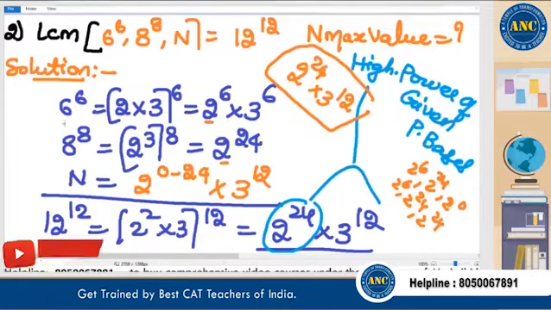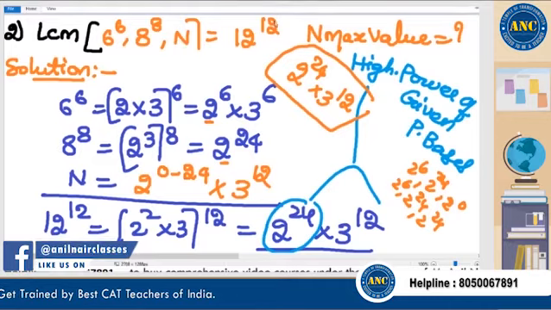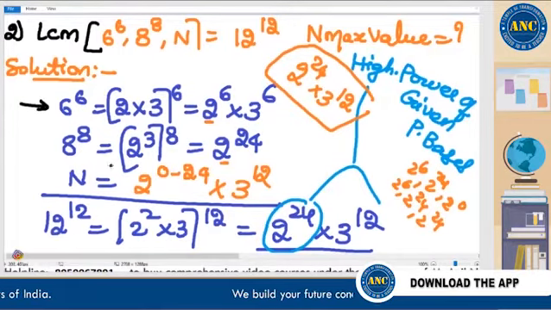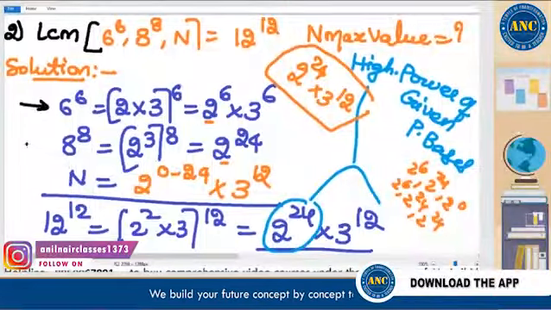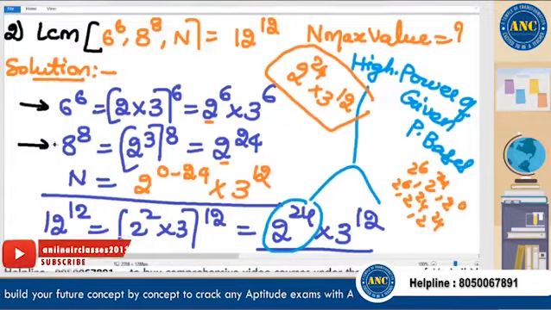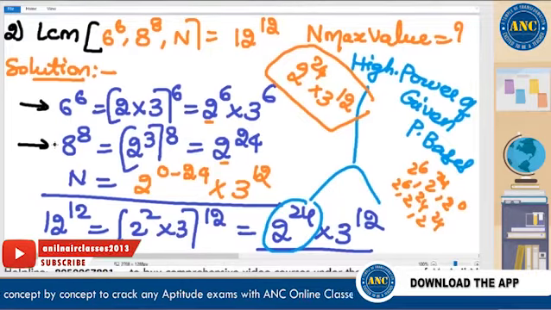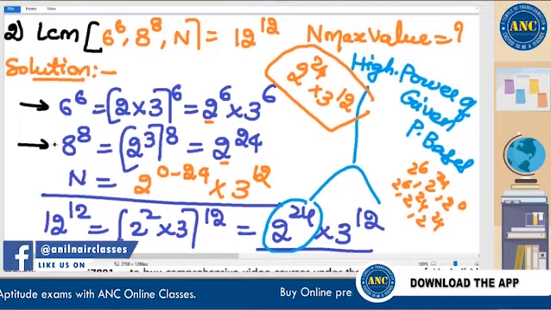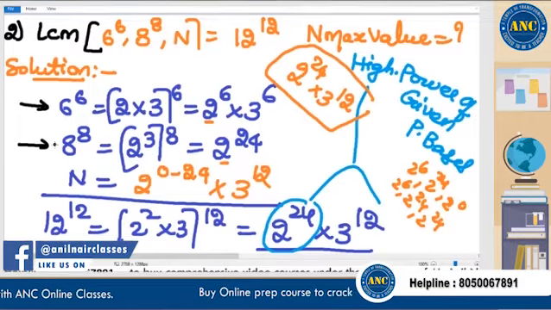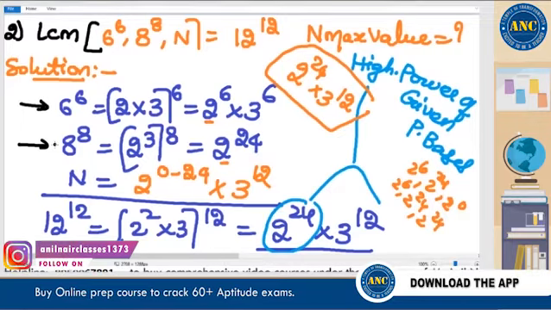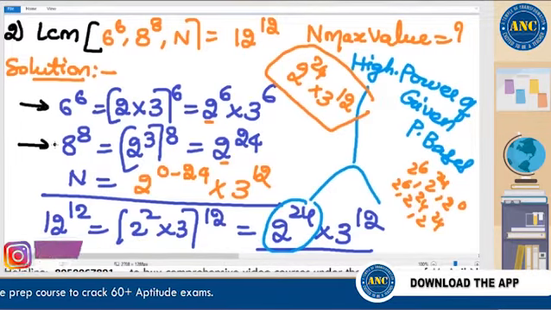Idea is clear. Generally in textbooks, 2 numbers are given and the LCM we have to find out. Now I gave the LCM. 6 power 6 is nothing but 2 power 6 into 3 power 6. 8 power 8 is 2 cube power 8, 2 power 24. N I don't know. So 12 power 12 is 2 square into 3 power 12, 2 power 24 into 3 power 12.